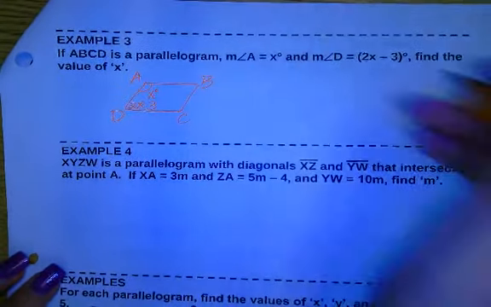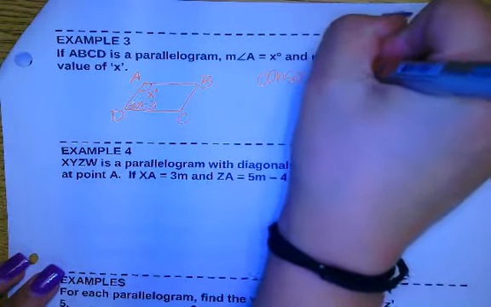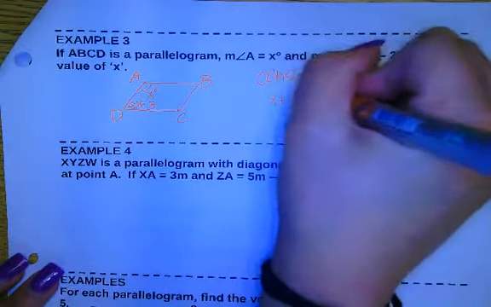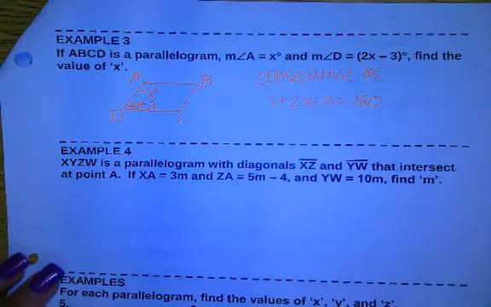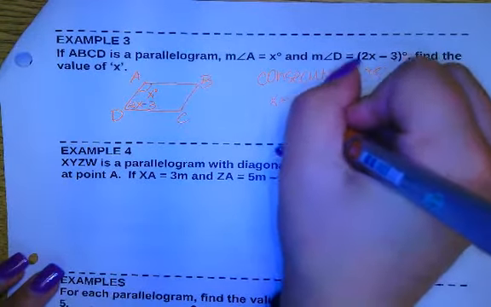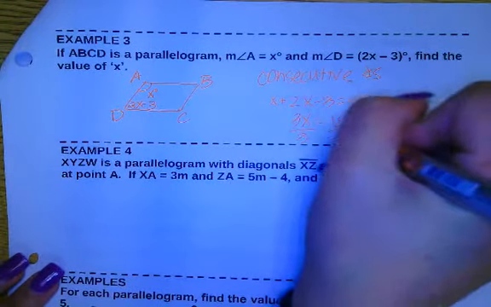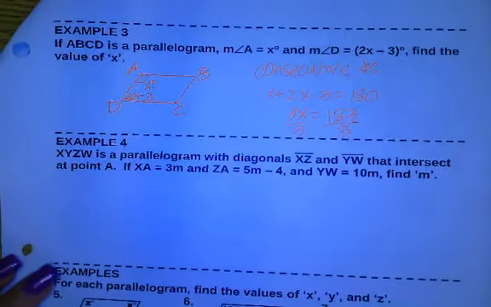They're consecutive and they're also same side. So consecutive angles. Okay, so you know that x plus 2x minus 3 equals 180. So I have 3x equals 183. And so what does x equal?